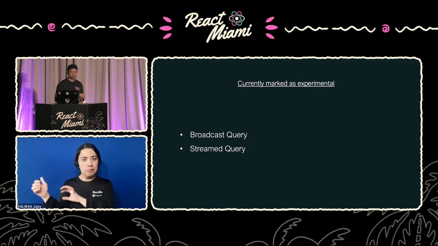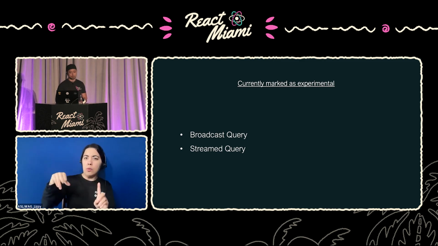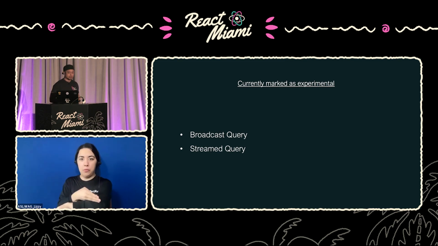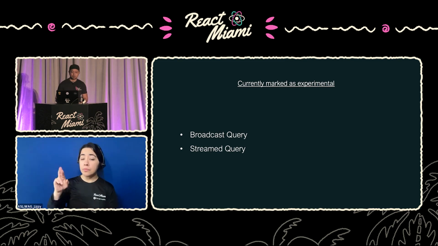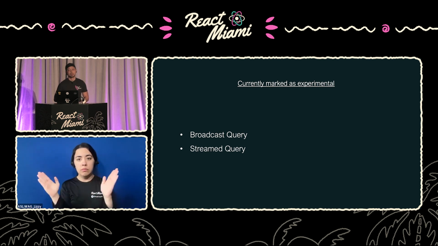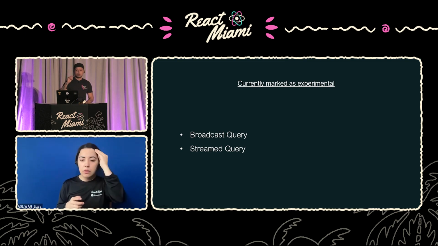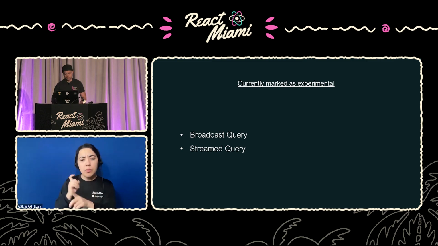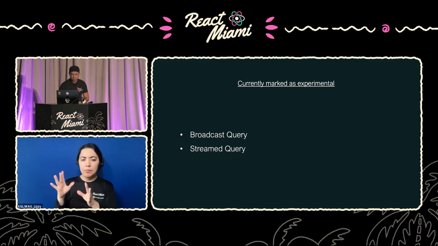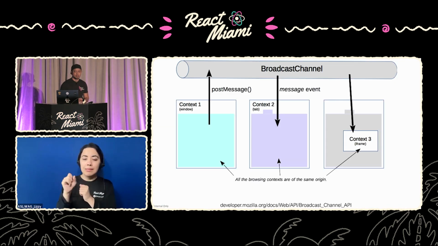What I'm going to show you are these currently marked as experimental: broadcast query and stream query. Broadcast query client syncs query cache across same origin tabs, right? Same origin. Whereas stream query renders data progressively from an async iterable, often produced with an async generator using yield, those weird functions. So I just need to mention a few things.